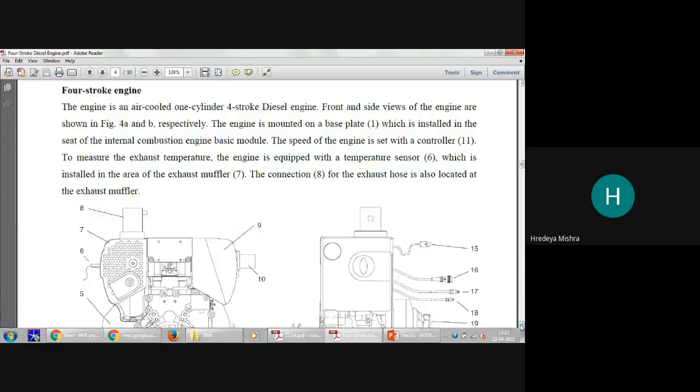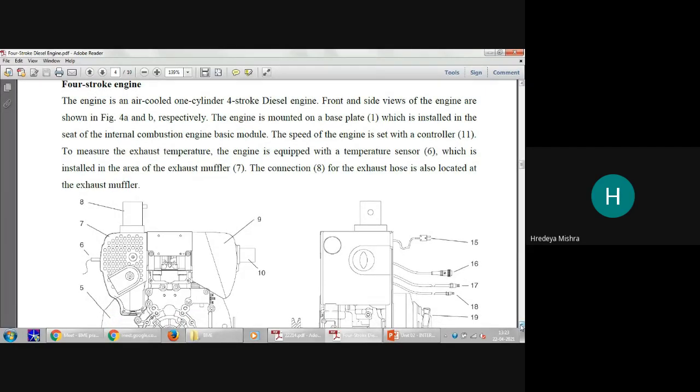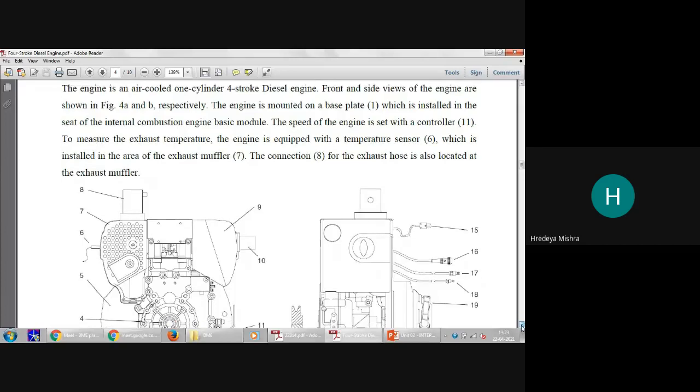So now, the 4-stroke engine. The engine is an air cooled, one cylinder, 4-stroke diesel engine. Front and side views of the engine are shown in the figure below. So this is the front view and this is the side view of the engine.